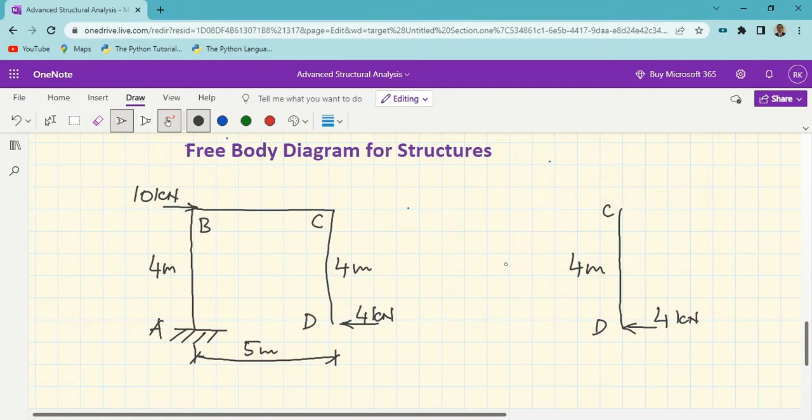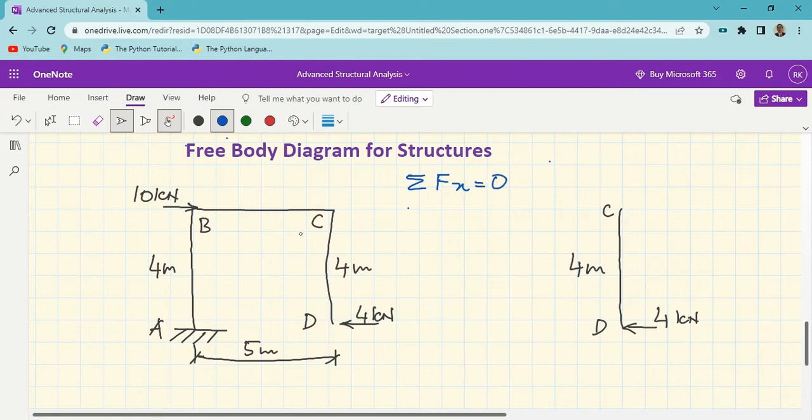Now, what is the rule? The rule is every free body diagram is under static equilibrium. This free body diagram of member CD is under static equilibrium. It will obey all the rules of static equilibrium. It will follow all the equations of static equilibrium. Let me revise. What is the first equation of static equilibrium? Summation of forces in x direction should be equal to 0.